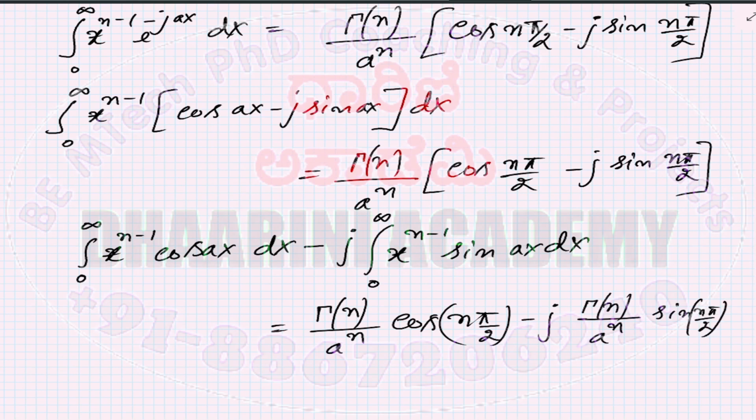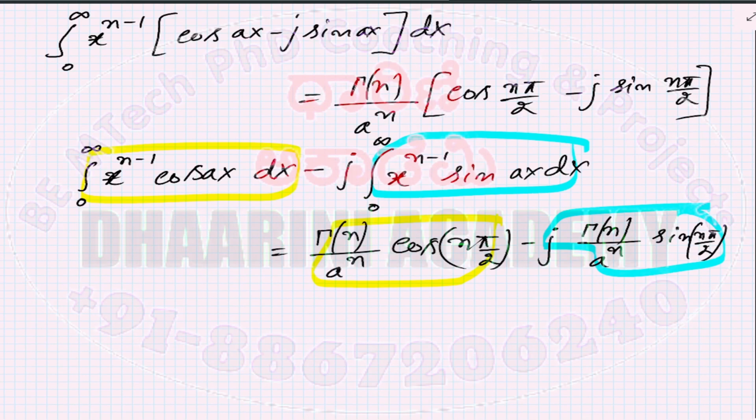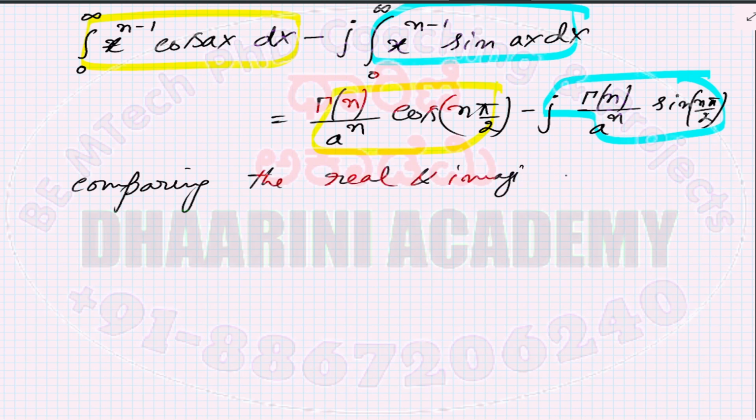So now I can see that I can compare the real terms on both sides. This is the real term on both sides, and when I want to compare the imaginary terms on both sides, this is what I am going to compare. In order to get the final answer, I need to write that one statement, that is comparing the real and imaginary terms on both sides. What do I get?